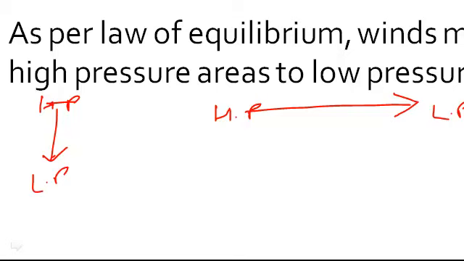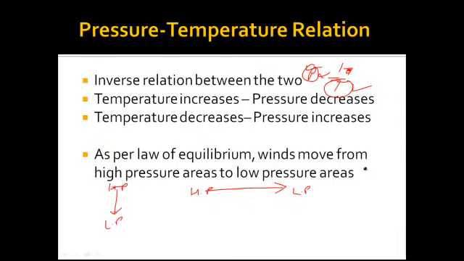Okay, if we generalize it, we see on the earth, this is the equator at 0 degree, and these are the poles, 90 degrees north, the North Pole, and 90 degrees south, the South Pole.